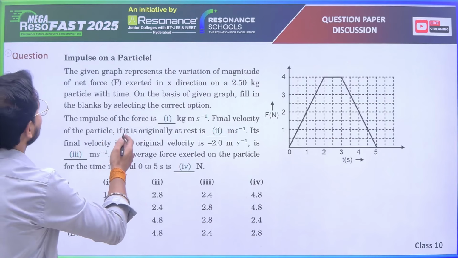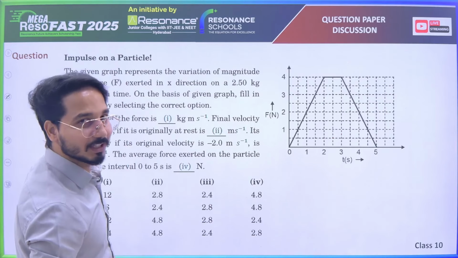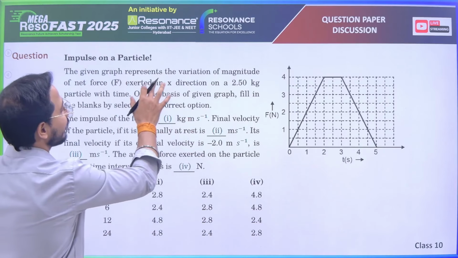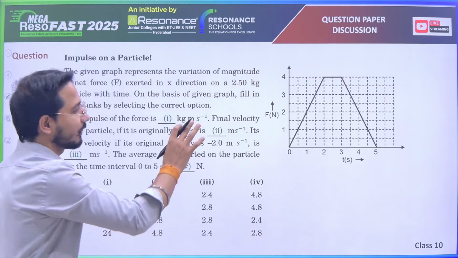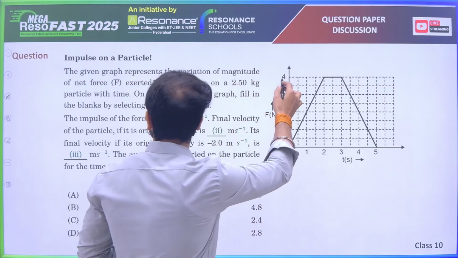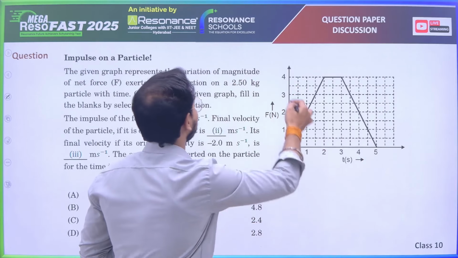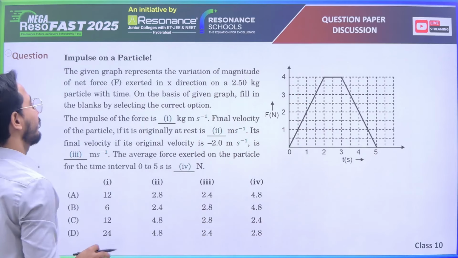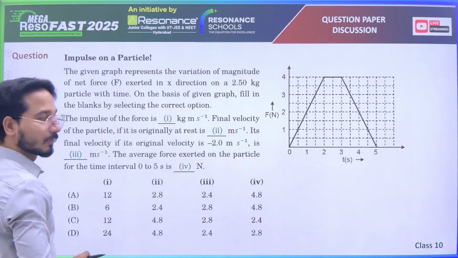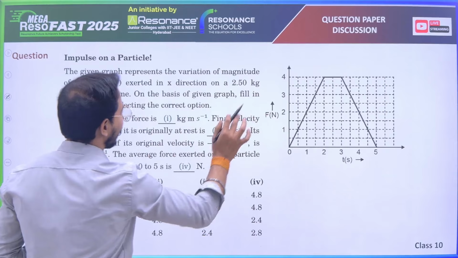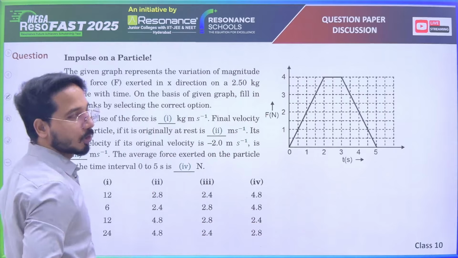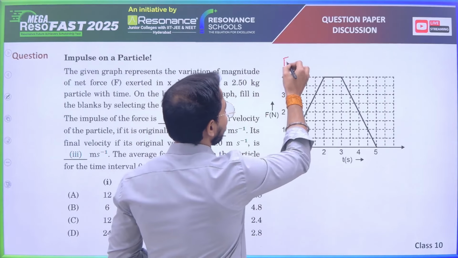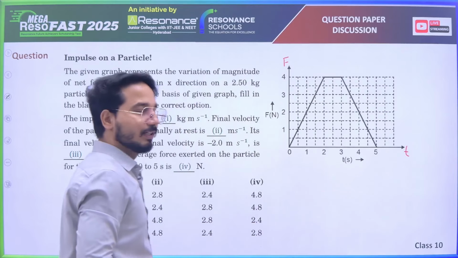So this question is on impulse on a particle. As per the heading, the question is based on impulse. The given graph represents the variation of magnitude of net force exerted in the x direction on a 2.5 kg particle with time, right? On the basis of the given graph, fill in the blanks by selecting the correct option. This graph, you will see, is an F-T graph.